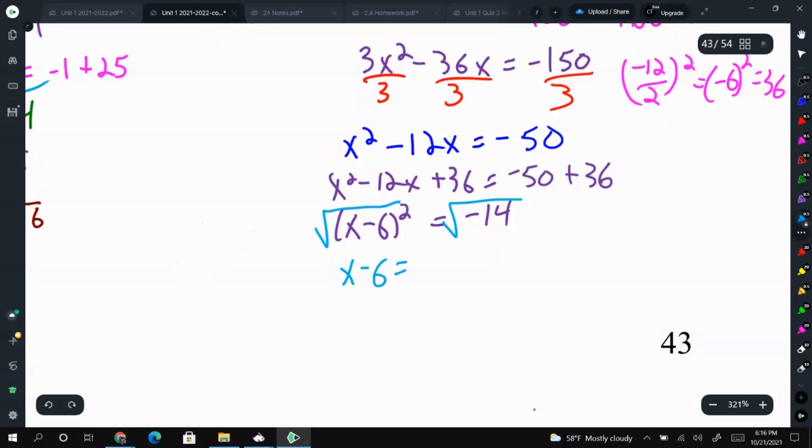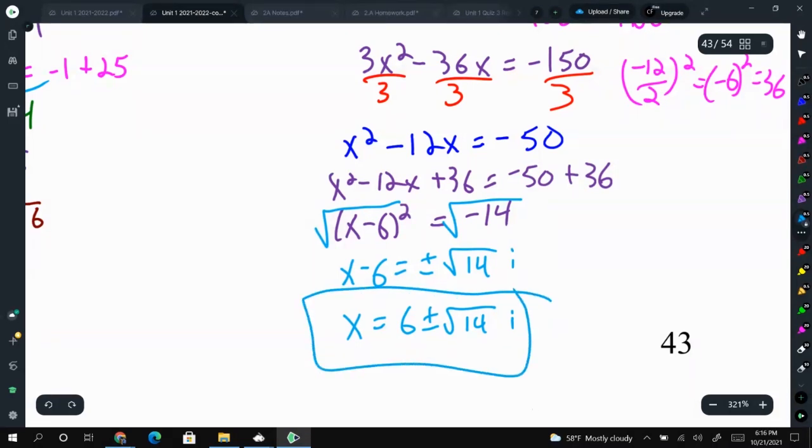So x minus 6 equals plus or minus the square root of 14i. Because negative 14 can be broken up into positive 14 times negative 1, and the square root of negative 1 is i. Now we're going to add 6 to both sides. We're going to get x equals 6 plus or minus the square root of 14i. And we can leave our answers just like that, and we'd be done.